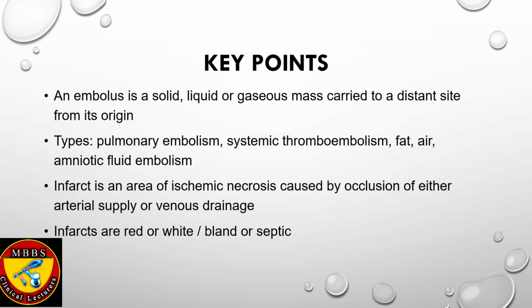So in the end, we'll cover the key points quickly. An embolus is a solid, liquid or gaseous mass carried to a distant site from its origin. Types include pulmonary embolism, systemic thromboembolism, fat, air, and amniotic fluid embolism. Infarct is an area of ischemic necrosis caused by occlusion of either arterial supply or venous drainage. Then infarcts are red or white, or they can be bland or septic.